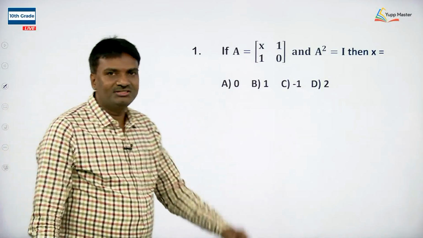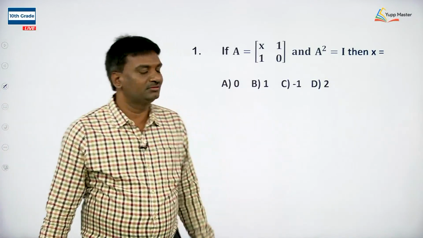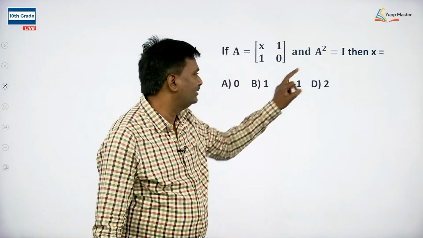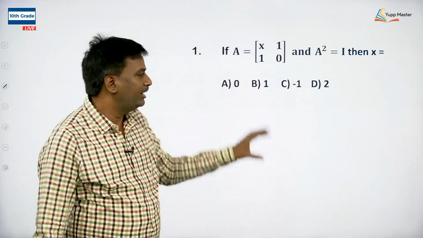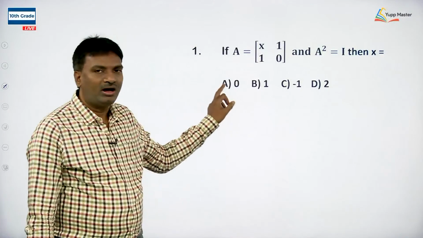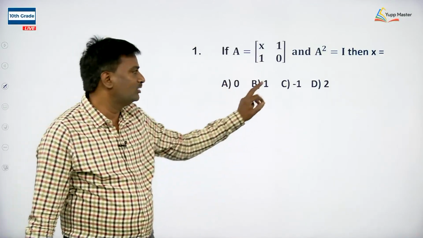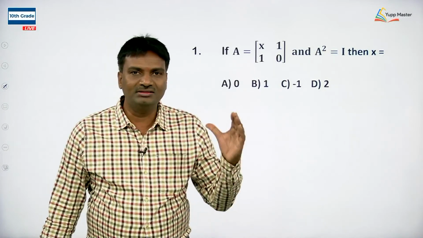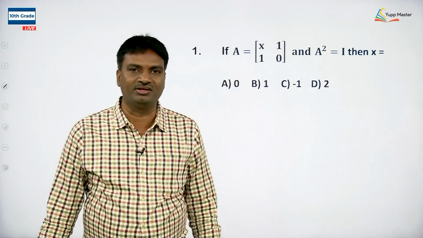In the last weekend test, the first question is: if A equals [x 1; 1 0] and A squared equals I, then the value of x is. Here four options are there. Option A is 0, option B is 1, option C is -1 and option D is 2. So you have to pick the correct option by solving the given problem.